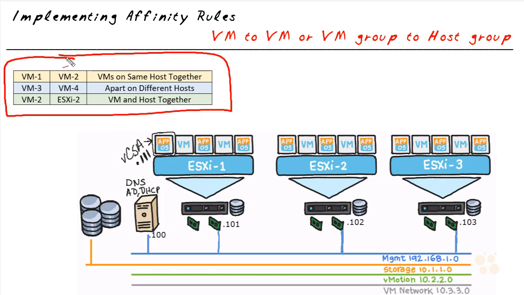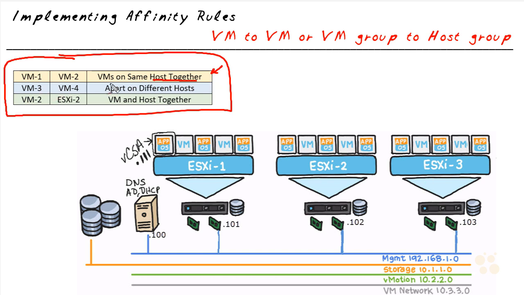We want to have an affinity rule where VM1 and VM2 are going to run on the same exact host. And we don't care what host that is. It could be ESXi1, 2, or 3. If we set up the rule that just says they have to run together, we'll let the cluster decide which host to put them on.